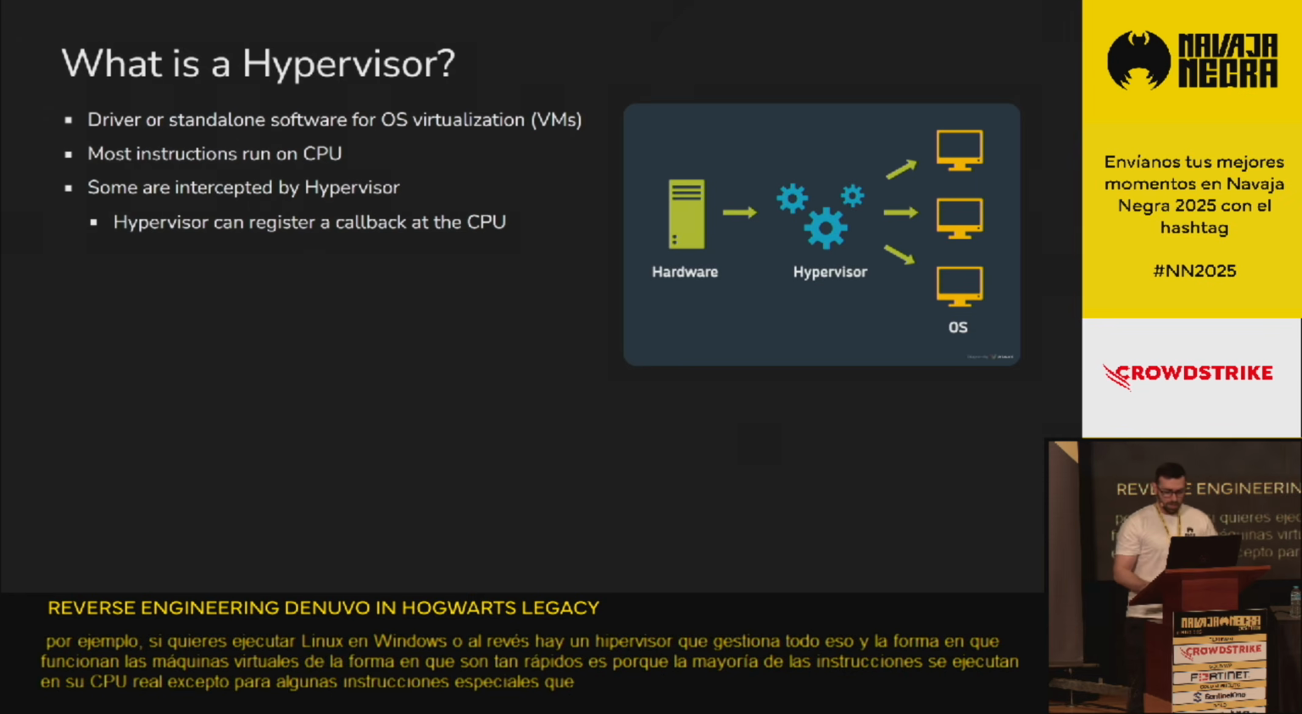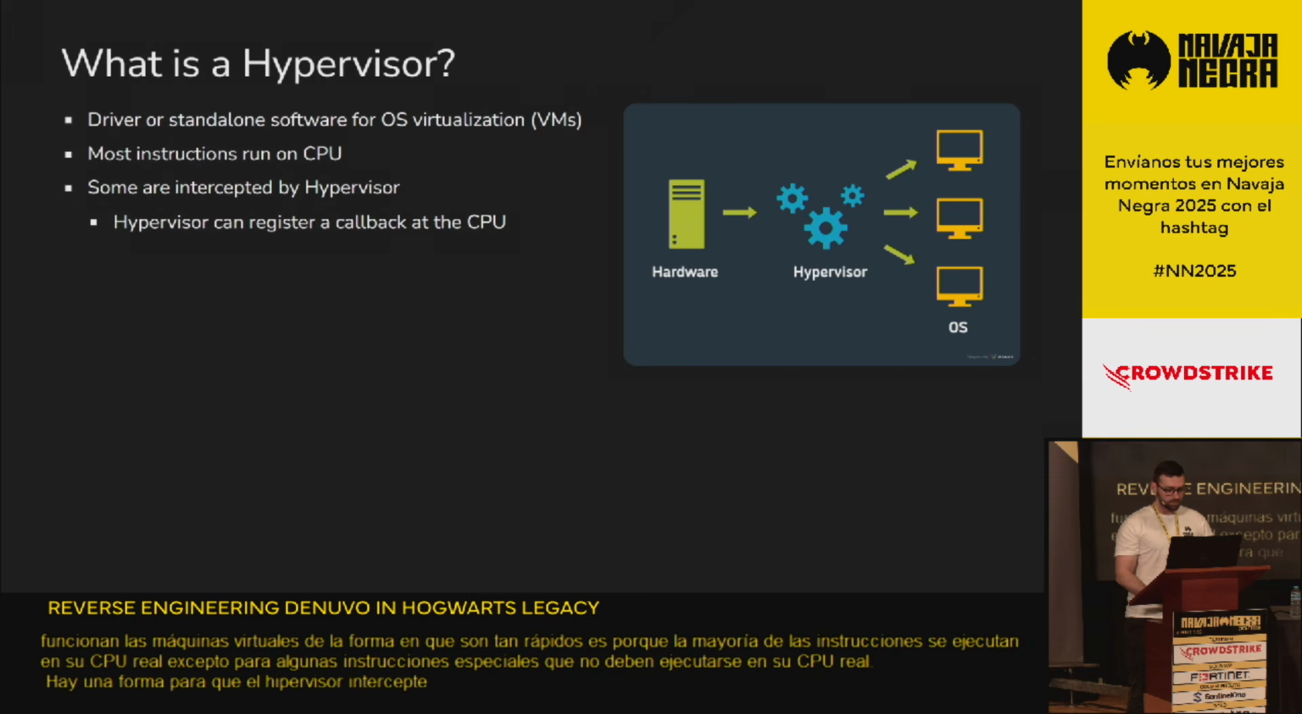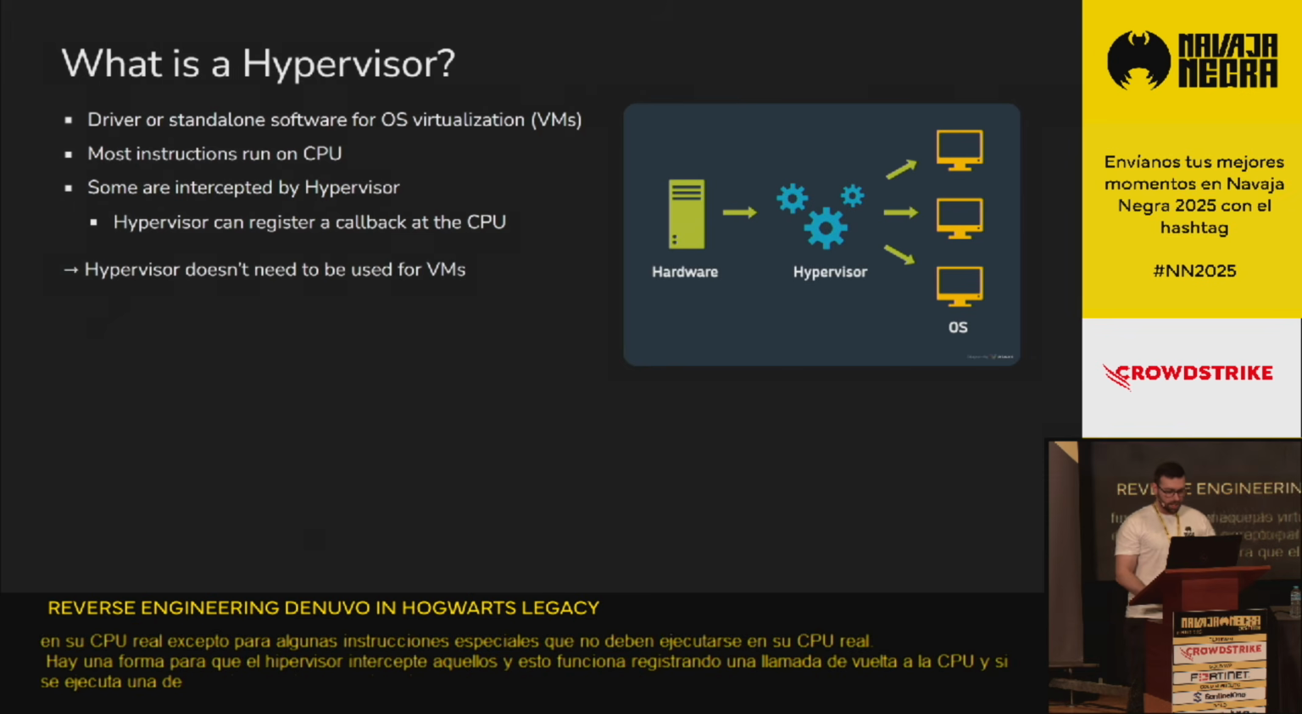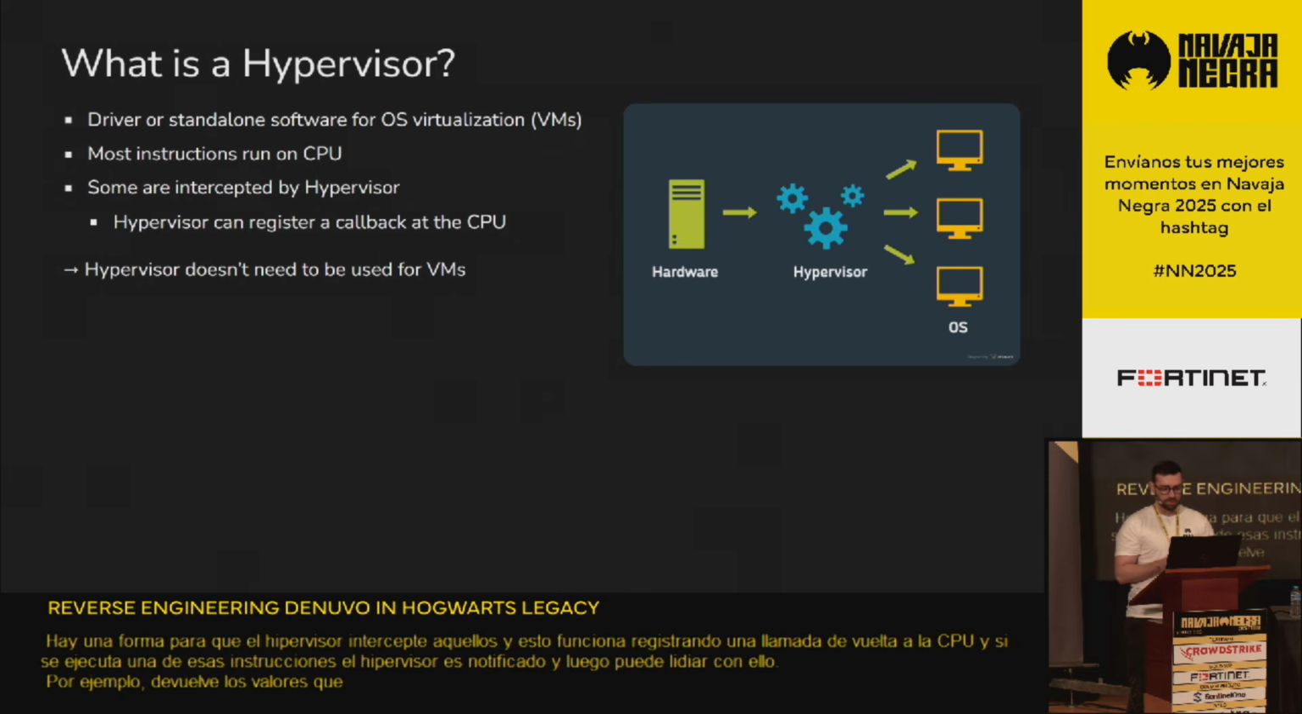And if one of those instructions is executed, the hypervisor is notified and then can deal with it, for example, by returning the values that it needs to. And you don't need to run VMs using a hypervisor. You can just make use of the fact that you can register this callback at the CPU. And this is exactly what I did.